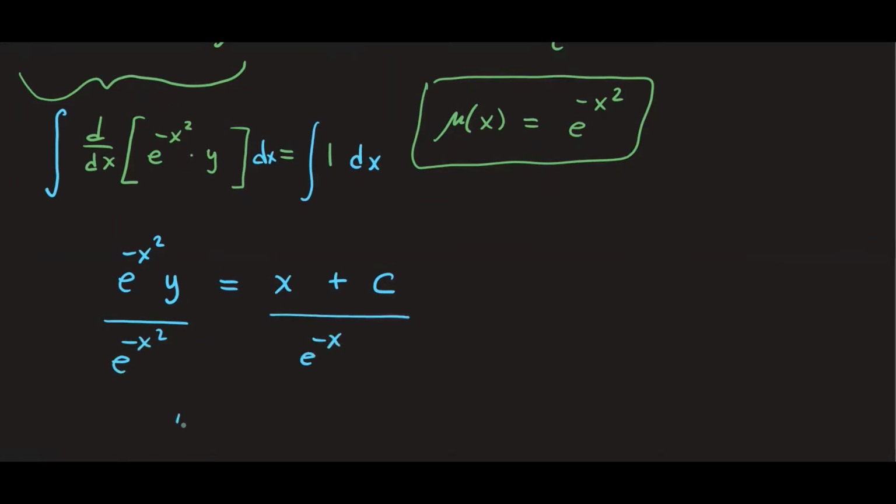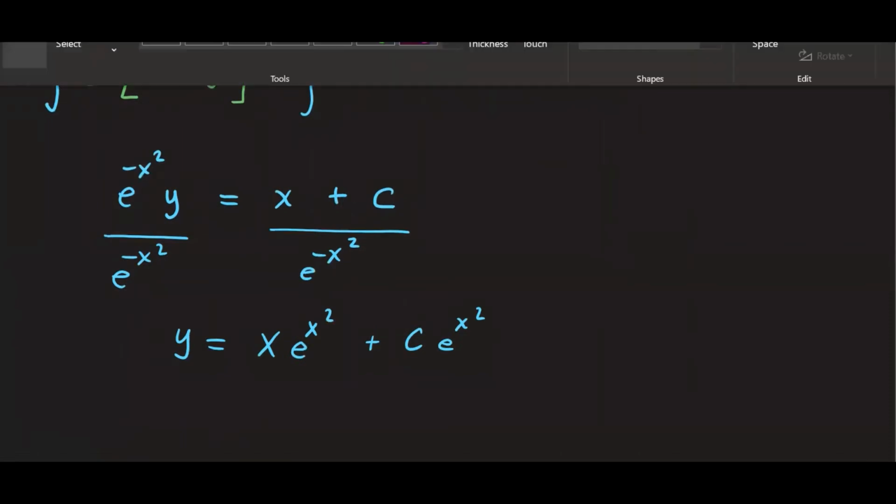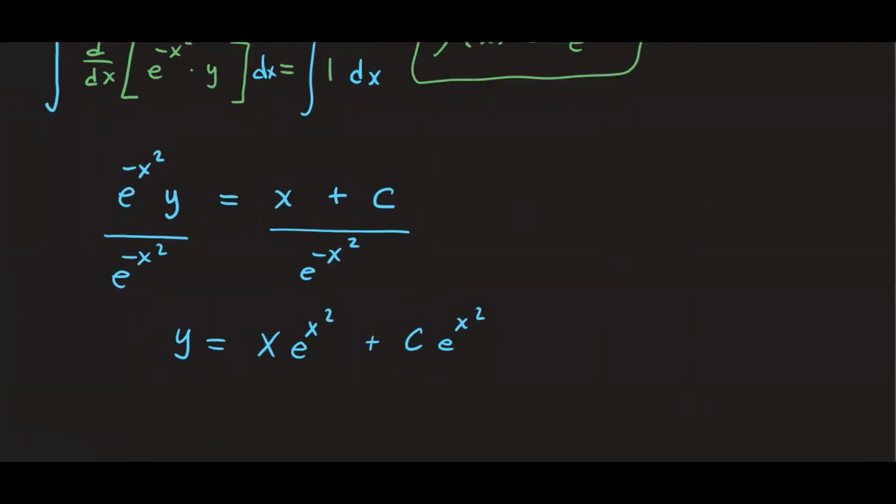That will give us y is equal to x over e to the negative x squared. I can make the exponent positive, so that will be x e to the positive x squared plus c e to the positive x squared. So there you have your general solution for this problem.